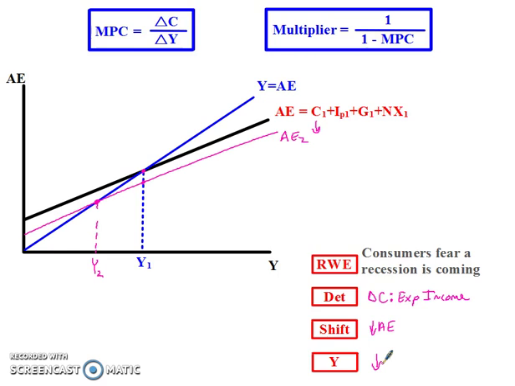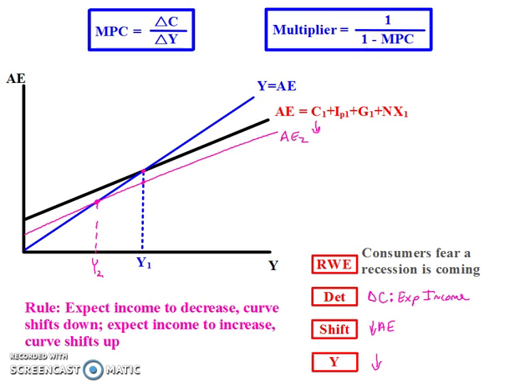Let's say what our rule is here. I'm sorry, just give me a second. I want to put the rule up here. My rule is, if we expect income to go down in the future, then the curve shifts down today. If we expect income to go up in the future, then the curve shifts up today. So let me just say that one more time. Our rule would be if we expect income to decrease in the future, then the curve will shift down.